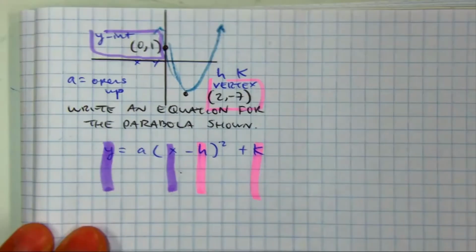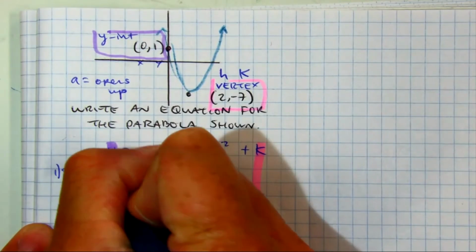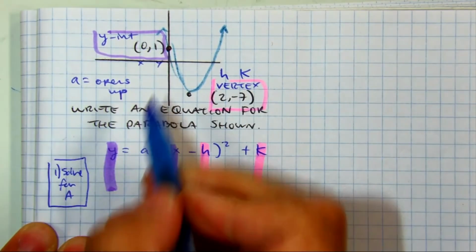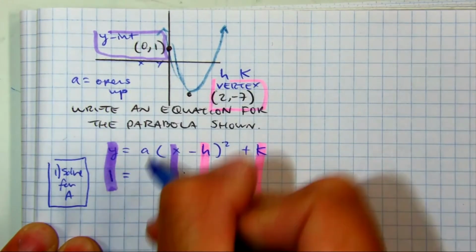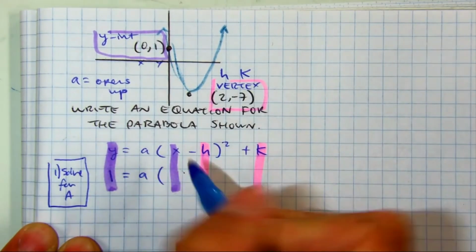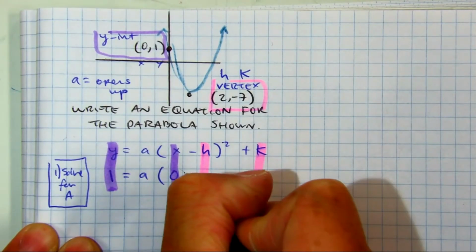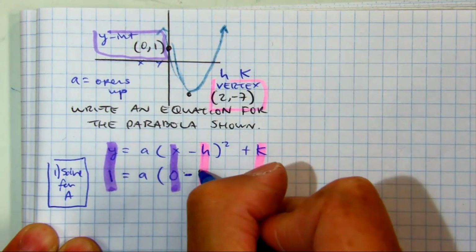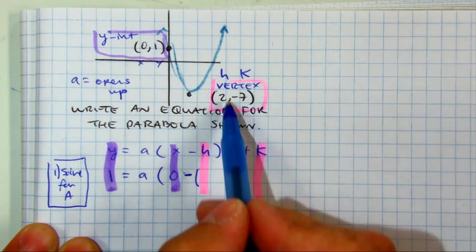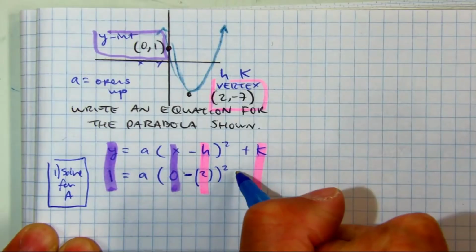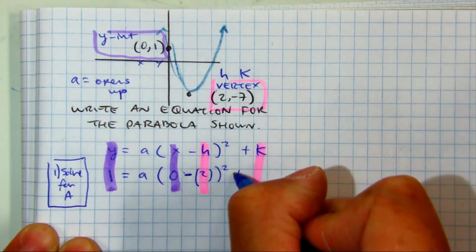So let's solve for A. Number 1, solve for A. My Y value is 1. I don't know where my A value is. The X value is 0. I'm going to put this minus sign regardless of what my H value is. Just to be clear, I'll put H in parentheses. It's a substitution. My H value is 2, and my K value is -7.